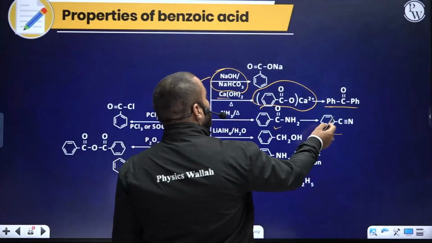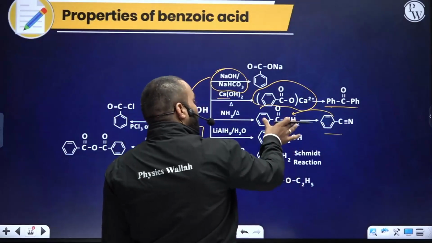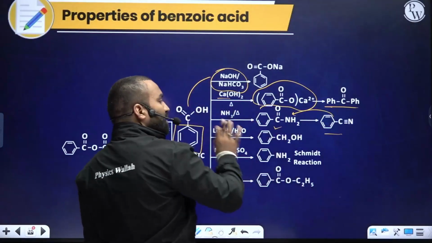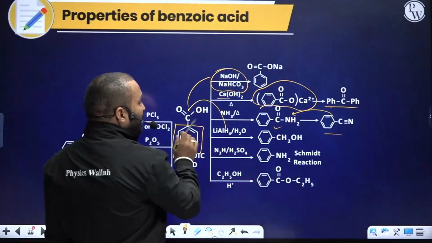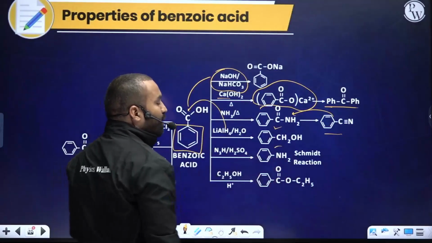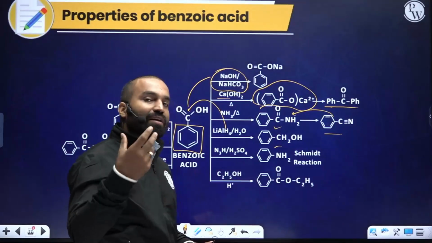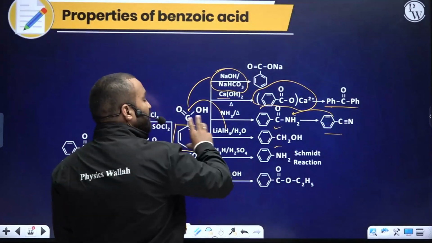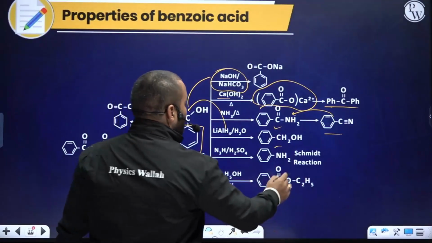Since we can do the opposite reaction also: nitrile, water addition, amide, further water addition, carboxylic acid. Lithium aluminum hydride reduction: carboxylic acid can be reduced to alcohol, as alcohols can be oxidized to aldehyde and then finally to acids. So acid can be reduced to aldehyde, and can be further reduced to an alcohol. This is known as Schmidt reaction.